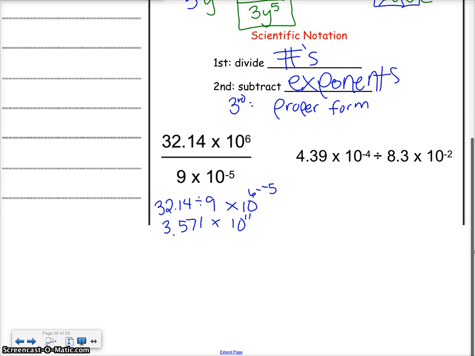Am I in proper form? I am in proper form. You want to know why? Because I have one number to the left of the decimal. I am in proper form.